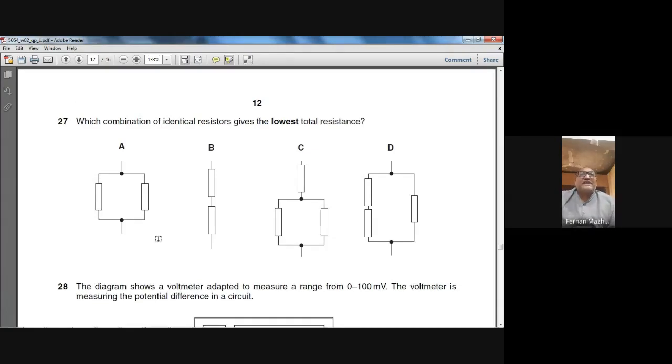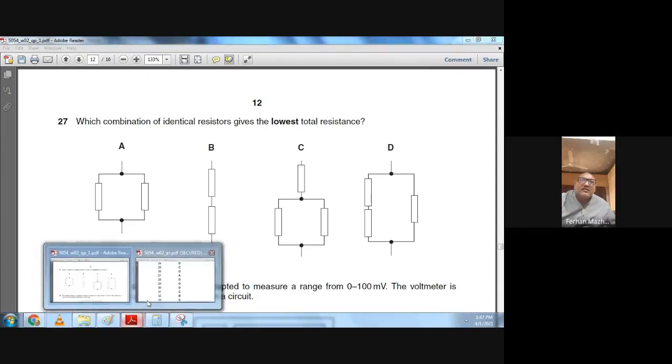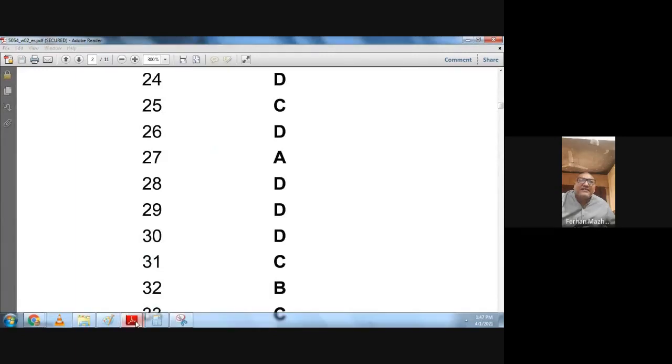Which combination of identical resistors gives the lowest resistance? The resistance will be lowest when you have connected them in parallel to each other. So I think A should be the answer. Let me check. Question number 27, A is the choice.